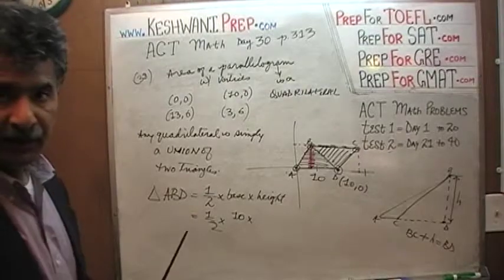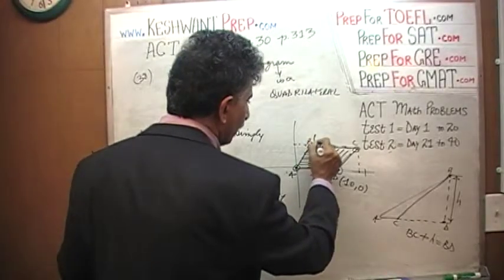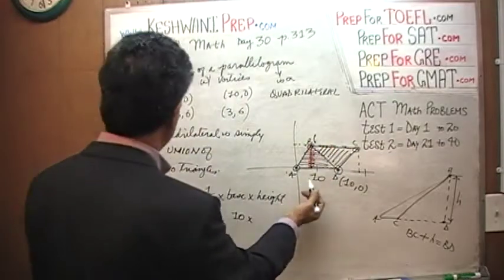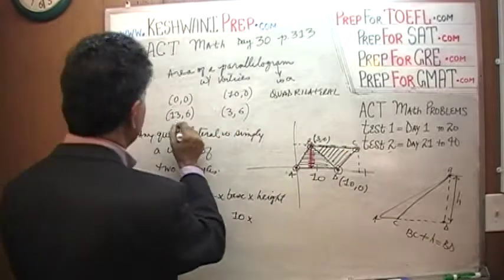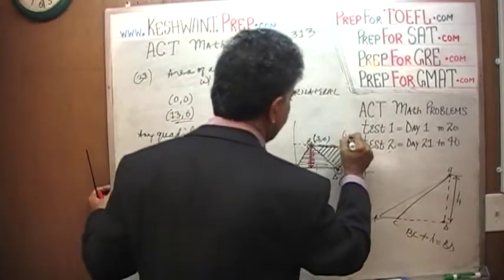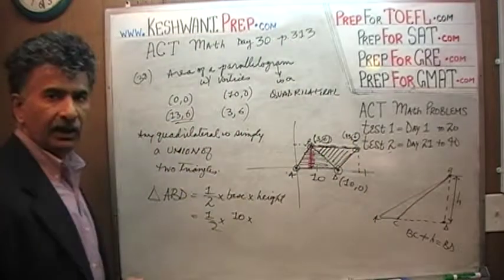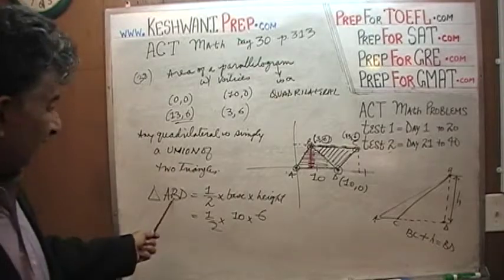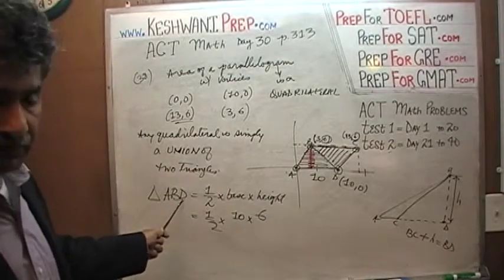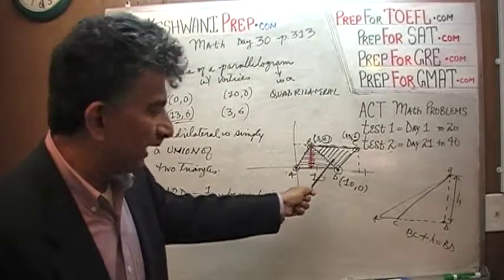And how do you find that height? Well, that's simply the y-coordinate of point B, which was 3, 6, or this guy here, which was 13, 6. The height is 6 units. So that's the area of one triangle, ABD. We have ABD and we have triangle BDC, and they are identical.